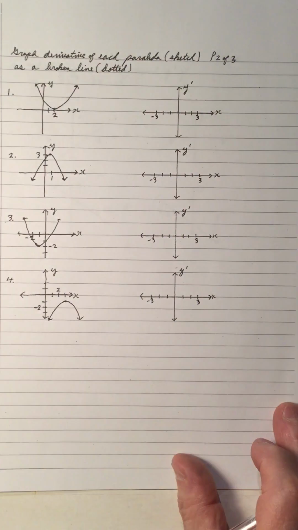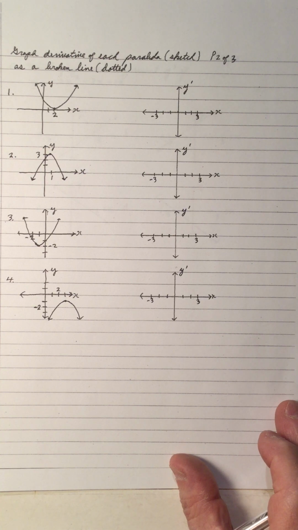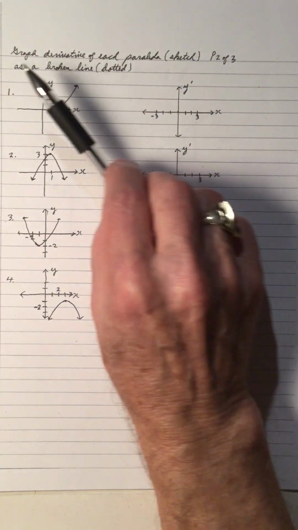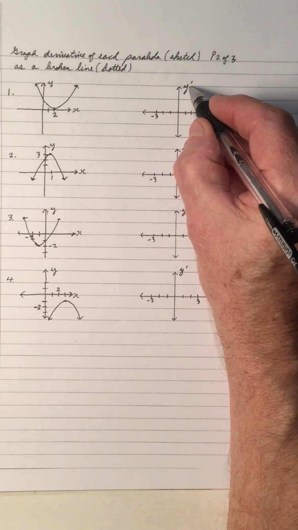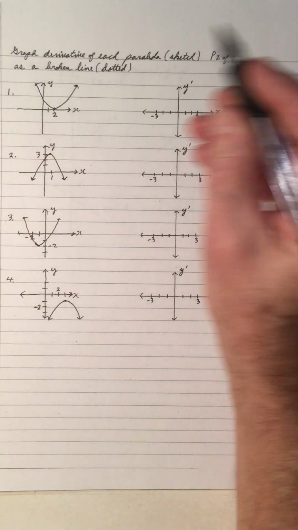So I made up a different scenario, different questions to help you understand again. Graph the derivative of each parabola, just a sketch, as a broken line. So I'm going to graph the derivative on this axis here. I'm not going to put it in here. This is a parabola.